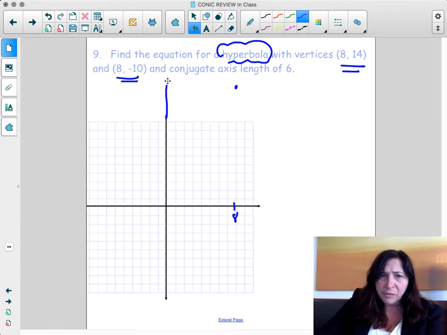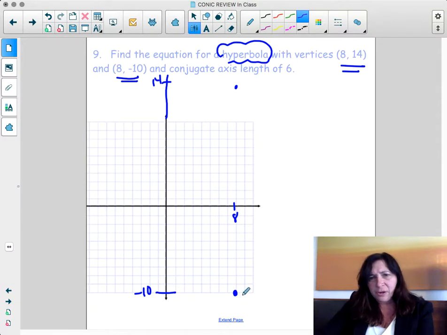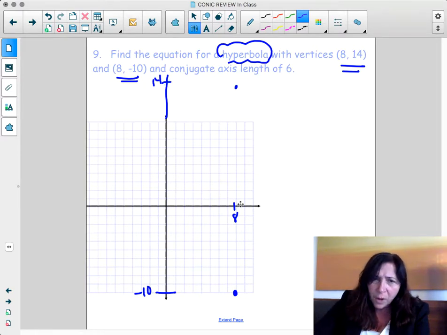Let's move this up. So there's 14, and then the other point is 8, negative 10. So that's down here at 8, negative 10. What that's telling me is that halfway in between there is going to be my center. Well, if this is negative 10 and that's 14, that's 24 total, which means 12. So up 2 more, that's where my center is. And so that's going to be 8, 2.